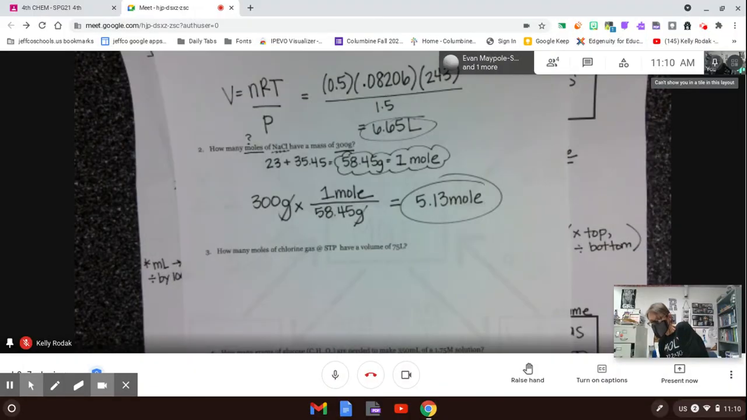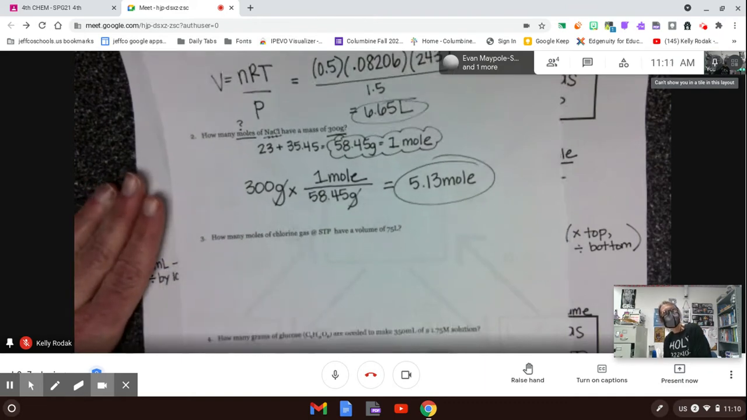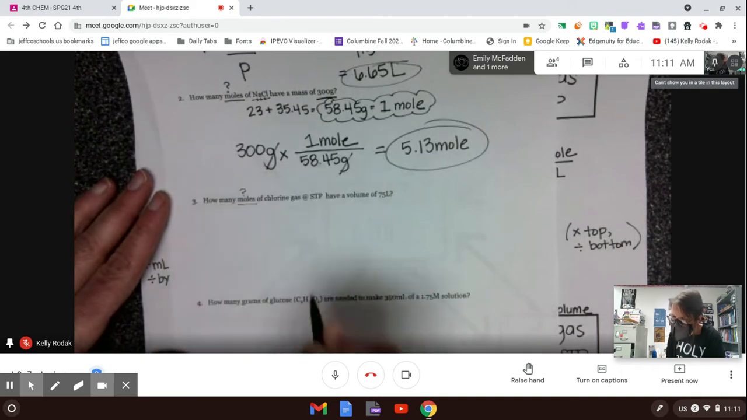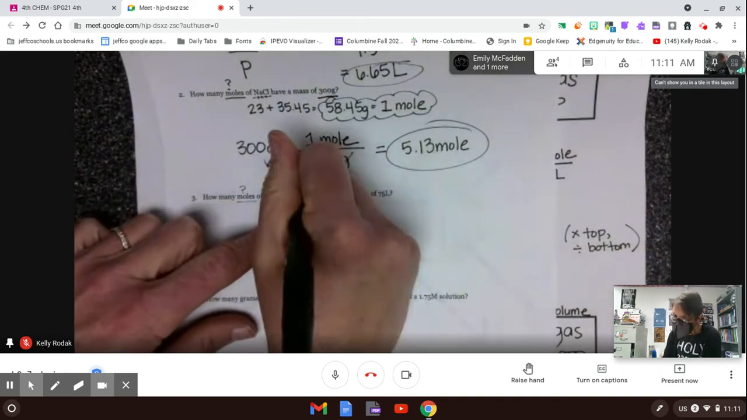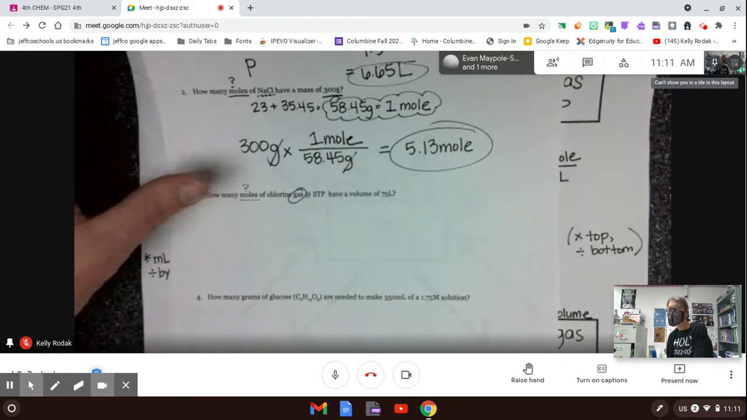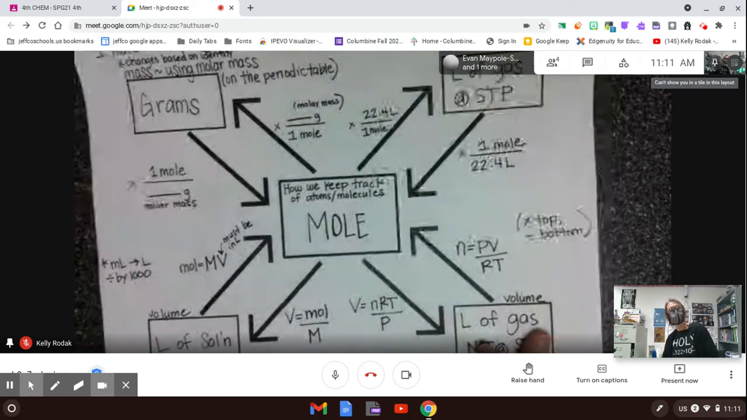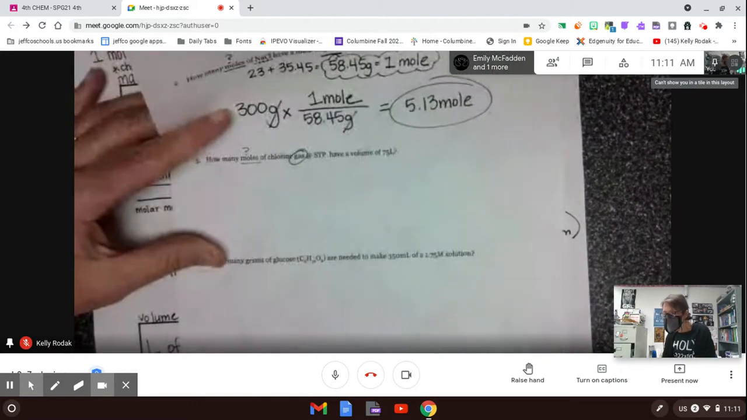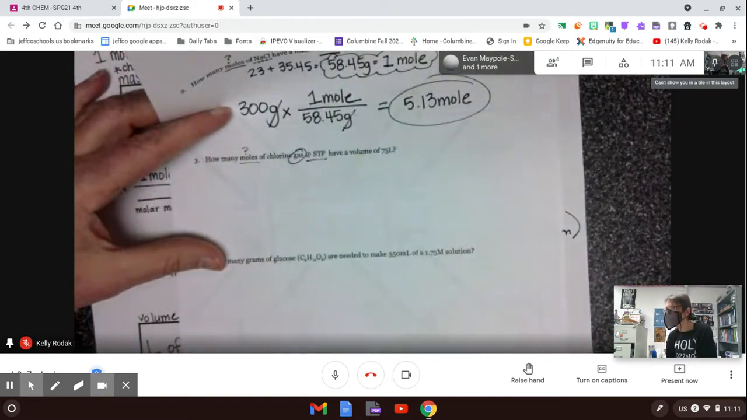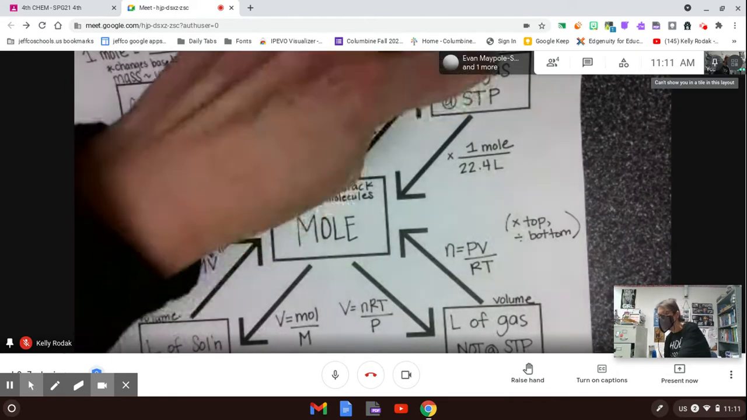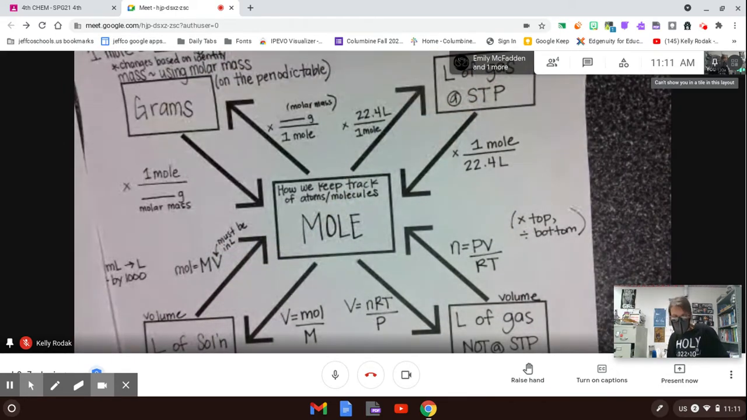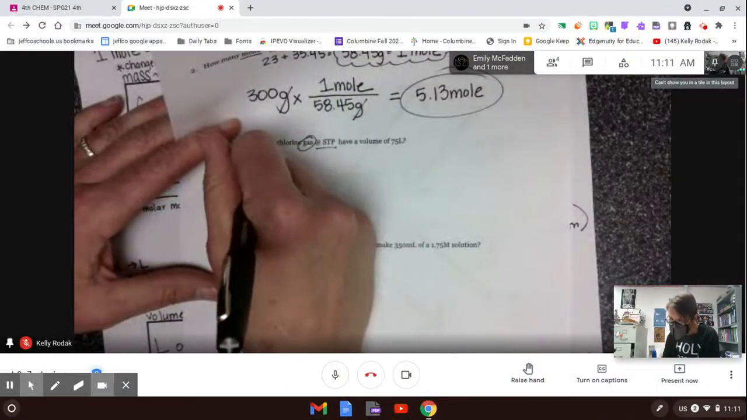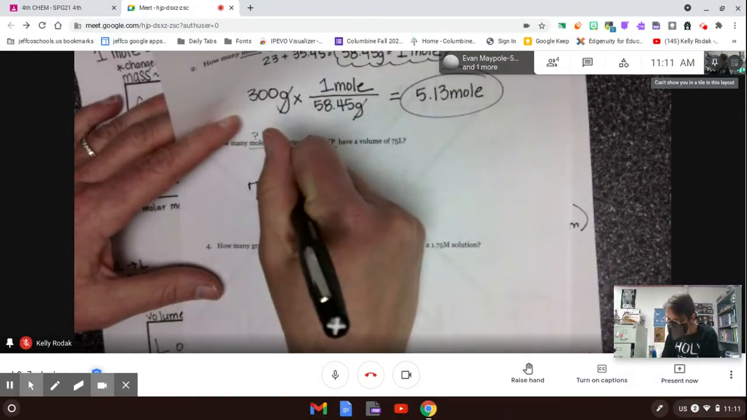All right, let's look at number 3. Number 3 again says how many moles of chlorine gas. Big clue, right? It's a gas. On our map, there's only 2 gas options, so I know it's one of these. It says gas at STP. So where am I going to be starting? Here, right? How many moles of chlorine gas have a volume of 75 liters? So we're going to start with 75 liters.